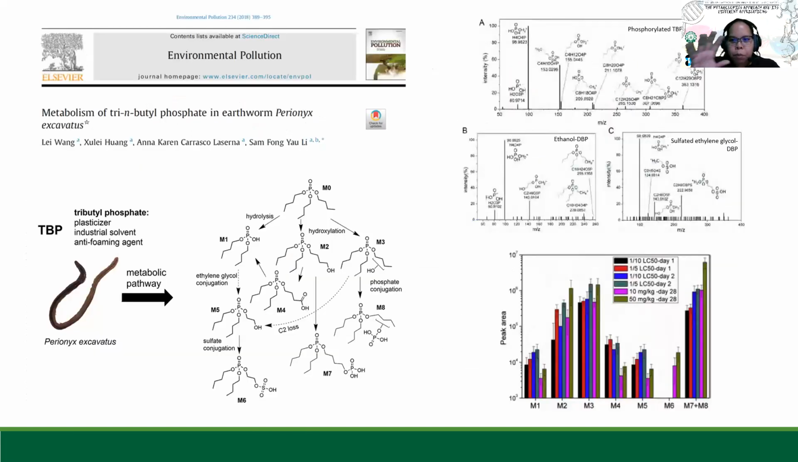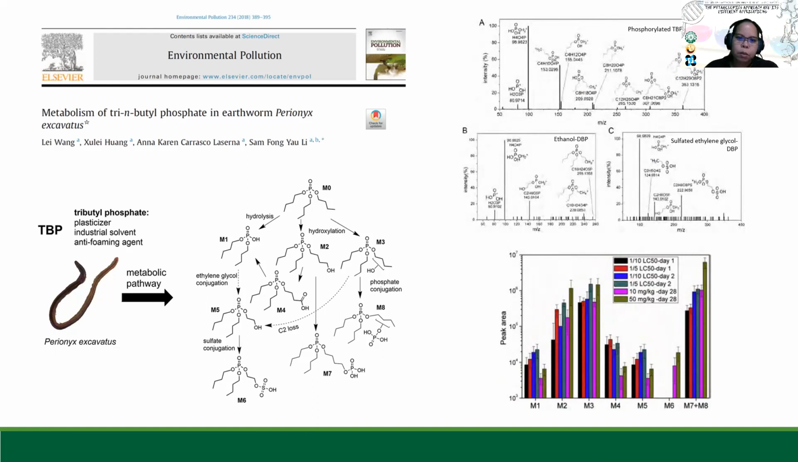Another application that I would like to briefly share with you is the use of metabolomics to study the metabolism of tributyl phosphate in the earthworm Perionyx excavatus. Tributyl phosphate, or TBP, is a ubiquitous compound. It is commonly used as a component of plasticizer, industrial solvents, and as an anti-foaming agent. So you can expect it to be present in different environmental matrices, such as in soil, in water, in the air, etc. And so we made use of this earthworm model.